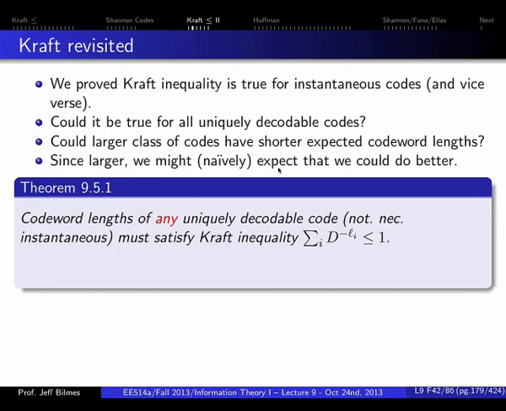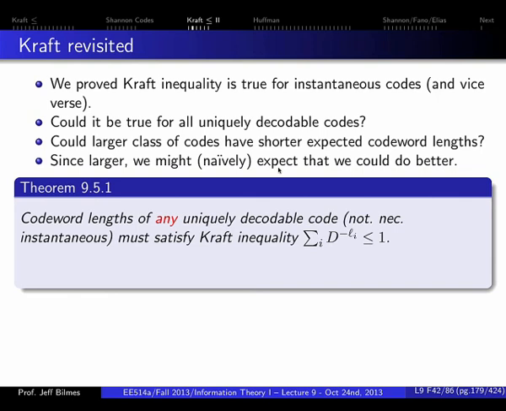The theorem states that the code word lengths of any uniquely decodable code, even those that are not necessarily instantaneous, must satisfy the Kraft inequality. So remember, what the Kraft inequality said was that instantaneous codes must satisfy Kraft, and if the lengths satisfy Kraft, then there exists an instantaneous code with those lengths. This is saying that uniquely decodable codes must also satisfy Kraft.